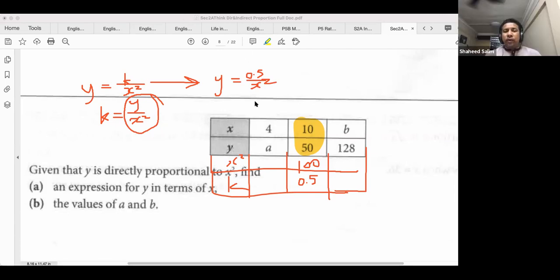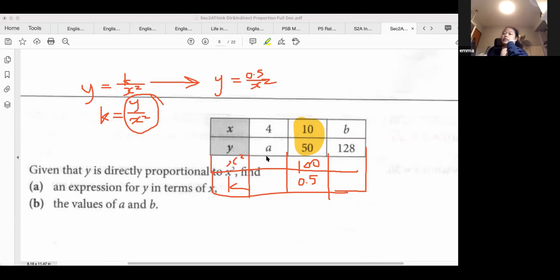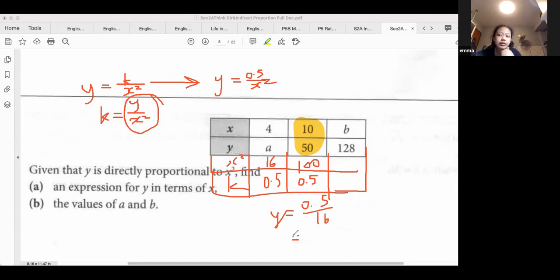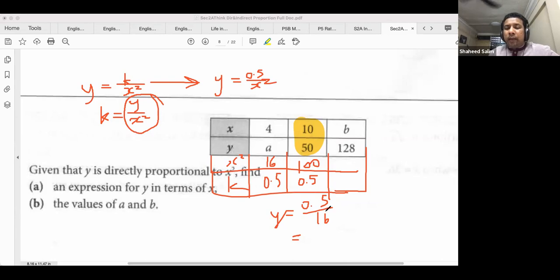In order to find what's A, you need to find what is x squared. Can you get? 16. K, you know, is 0.5. Can you please find A? One over 32. Again, is 0.5 over 16, right? So 1 over 32, correct. Well done. So this is the value of y. You got A already. Find B, please.